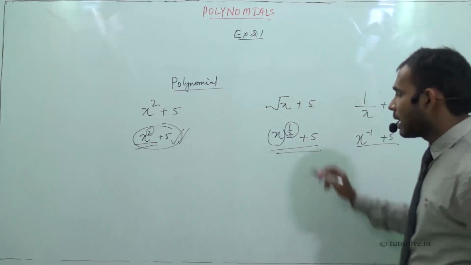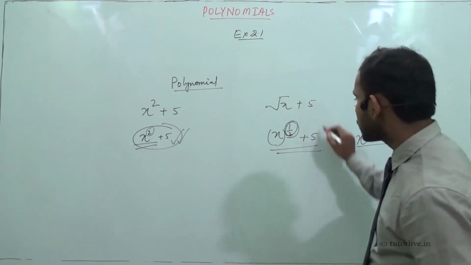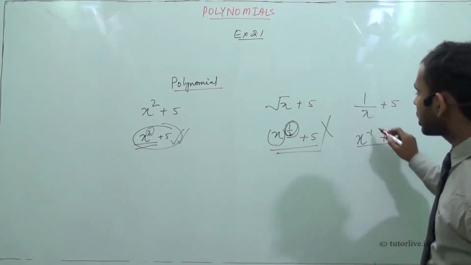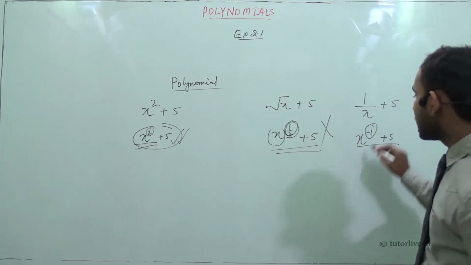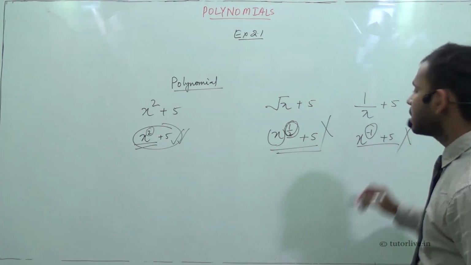Here x has a power which is in the form of a rational number, 1 upon 2. Hence, this is not a polynomial. Here x doesn't have a power which is a whole number. It is an integer, negative. So it is also not a polynomial.